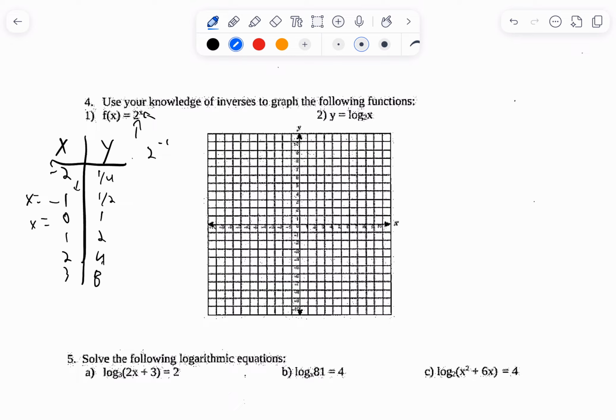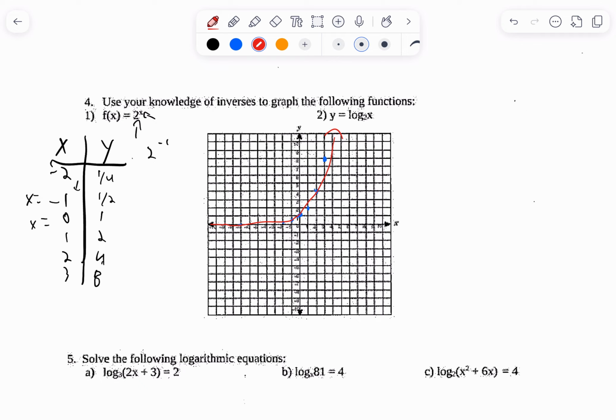And then we can graph it over here. Let's start off with our point being 0 and 1. Okay, let's start a little before that. So we'll put -1 and 1 over 2 right there, and then -2 and the quarter right there. It doesn't have to be exact. And then 0 and 1, 1 and 2, 2 and 4, 3 and 8, and there. And then we can just draw our line with this one.